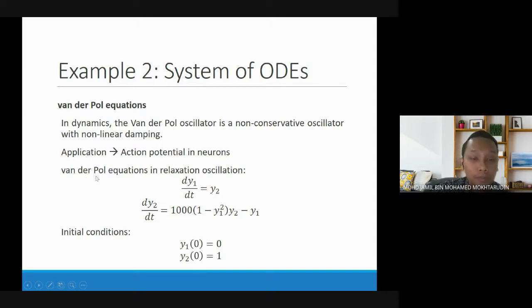Okay. So the Van der Pol equations in relaxation oscillation have two equations. The first one is dy1/dt equals y2, and the second one is dy2/dt equals 1000 times (1 minus y1 squared) times y2 minus y1. And then usually the initial condition is y1 at time 0 equals 0 and y2 at time 0 equals 1.